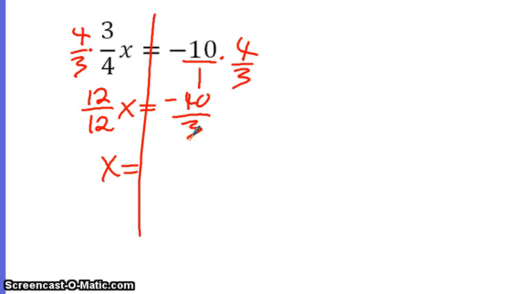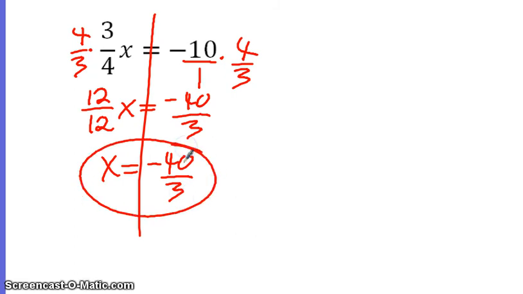And so now here's a case where I can't divide 40 by 3, so it's just going to stay negative 40 over 3. And I can just leave it as an improper fraction since I can't actually divide negative 40 by 3.